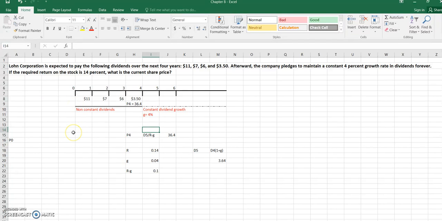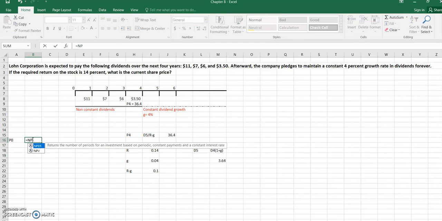We have a shortcut that we can use here in Excel, which is the NPV function, and I'm going to use it here. The NPV function is just going to calculate for us the present value of all of these cash flows, and then it sums them up. So instead of doing it manually by hand, you can just use this function. I'm going to open the parenthesis. You're asked for the rate. The rate is the required return, and in this case it's 14% or 0.14. And then you can enter your values.